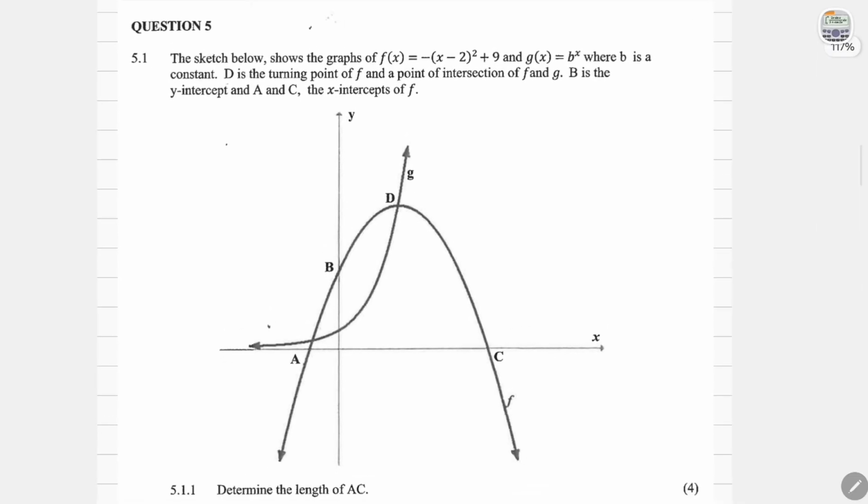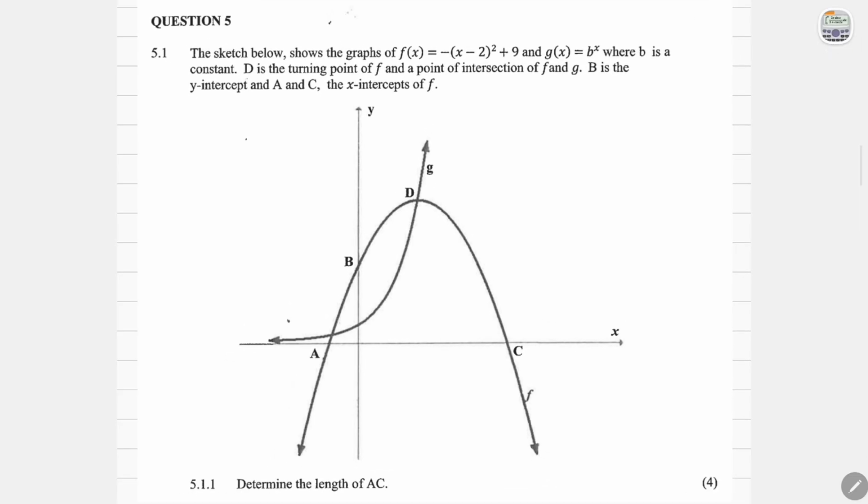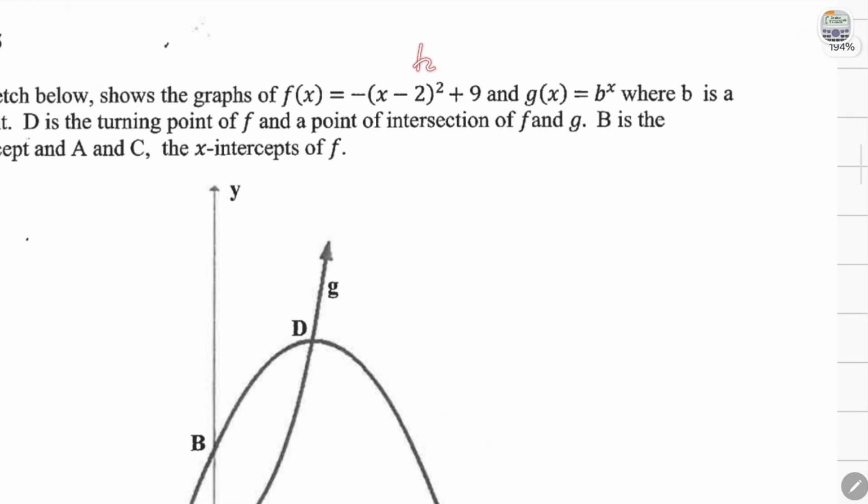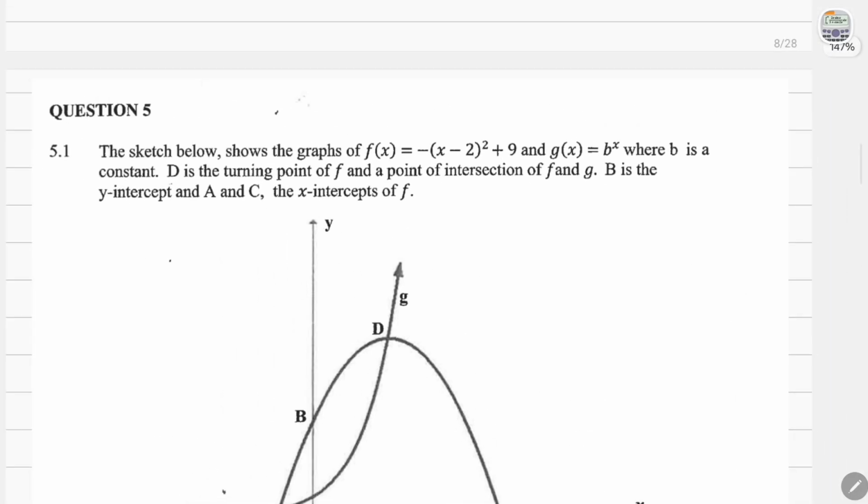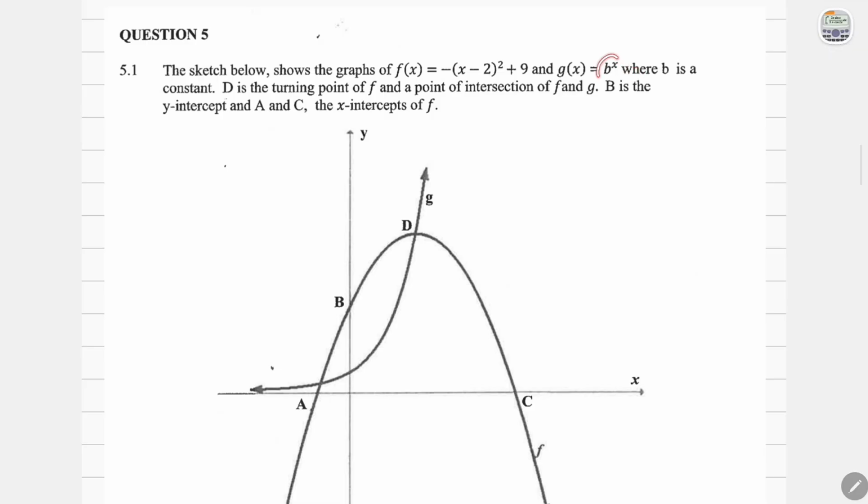Question 5.1 says, the sketch below shows the graphs of f of x is equal to, and you can see that this is a parabola in turning point form. Okay, there we can see the turning points, the x and the y values. And g of x is equal to b to the power of x. This is an exponential function because the variable is in the exponent. Okay, x is in the exponent, where b is a constant. D is the turning point of f and a point of intersection of f and g. B is the y-intercept, and A and C the x-intercepts of f.